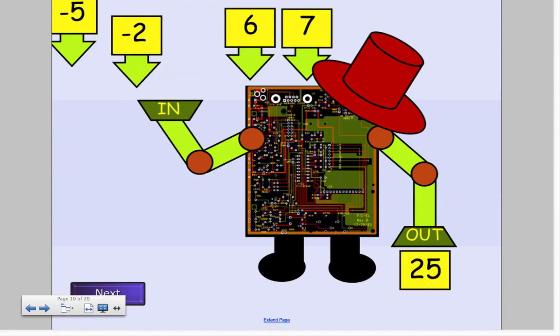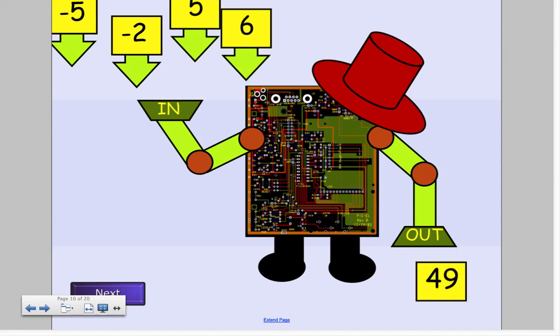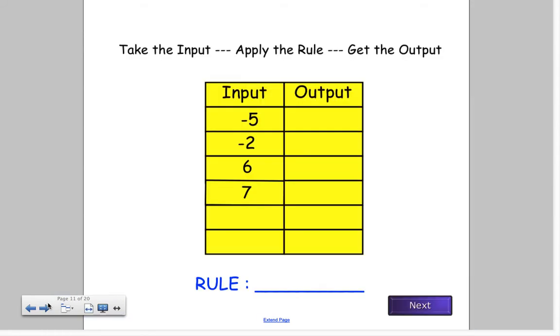Five, 25 again. Six, 36. And number 7, we got 49. Okay, so go to our table. We have 25 here, we have 4, we got 36, and then we got 49.